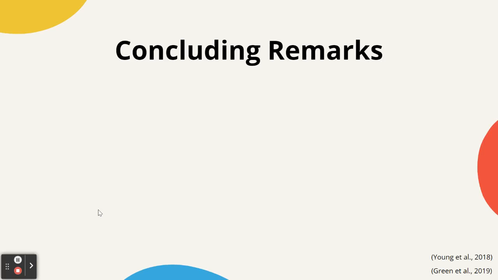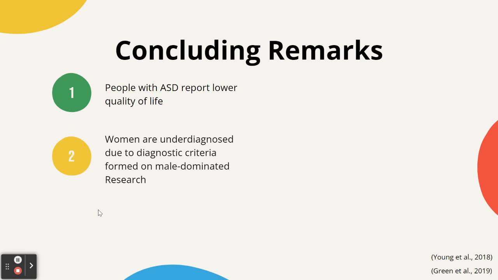To end this discussion, I will go through some final points and review what has been discussed. Overall, people with ASD report a lower quality of life than those who are neurotypical. The earlier a diagnosis can be made, the better a person's life could be. This is why more research is needed with women who have ASD, because the diagnostic criteria is formed based on male dominated research. By having more research, professionals have a better understanding of how autism presents in women and young girls, which leads to earlier diagnoses.